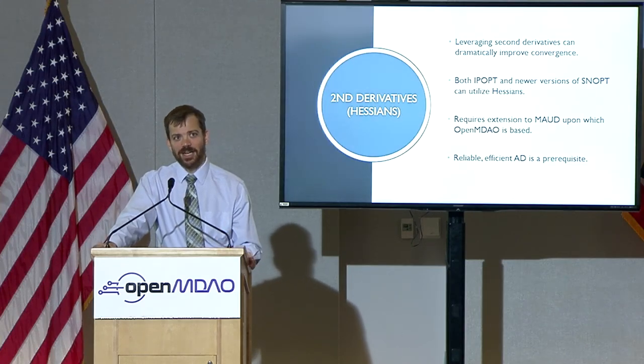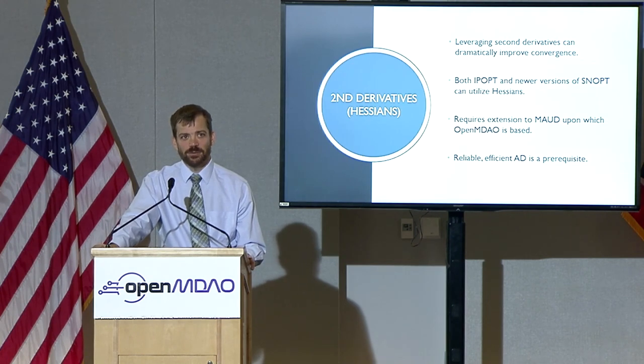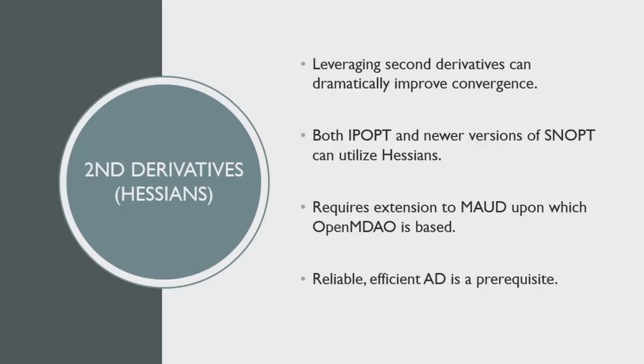Second derivatives, this one I'm a little more biased towards as an optimal control person, but having second derivative information in a lot of cases in a tool like Dymos would significantly help performance. We could use a full Newton method if the optimizer supports it, as opposed to a BFGS or quasi-Newton method.